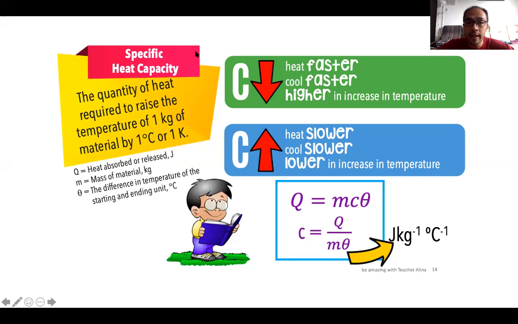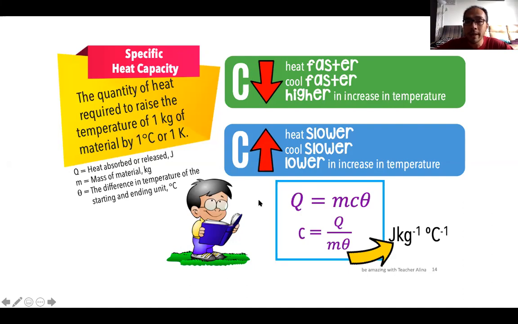Okay, so the thing that we've talked about is that if the value of C is small, that means it will get hot faster, and it will get cold faster. Cold means, let's say you heat it up, and then you leave it. It will become cooler much faster. And since it becomes hot faster, the increase or decrease in temperature will be much higher.